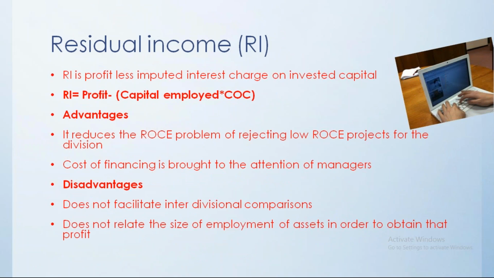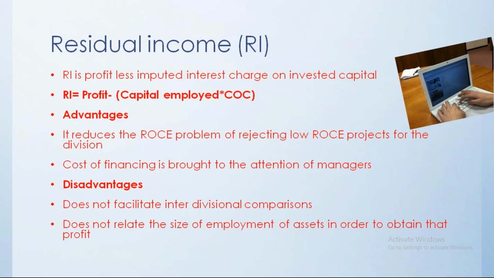So one thing we have to remember, whenever we make profit, the profit is made by using assets. Assets means we have capital employed. Capital employed means there is money that we have borrowed or we have taken from the shareholders, which has a cost. So whenever we make a profit, we must remember that the profit we are making has a cost in terms of capital employed. This is what we call RI.